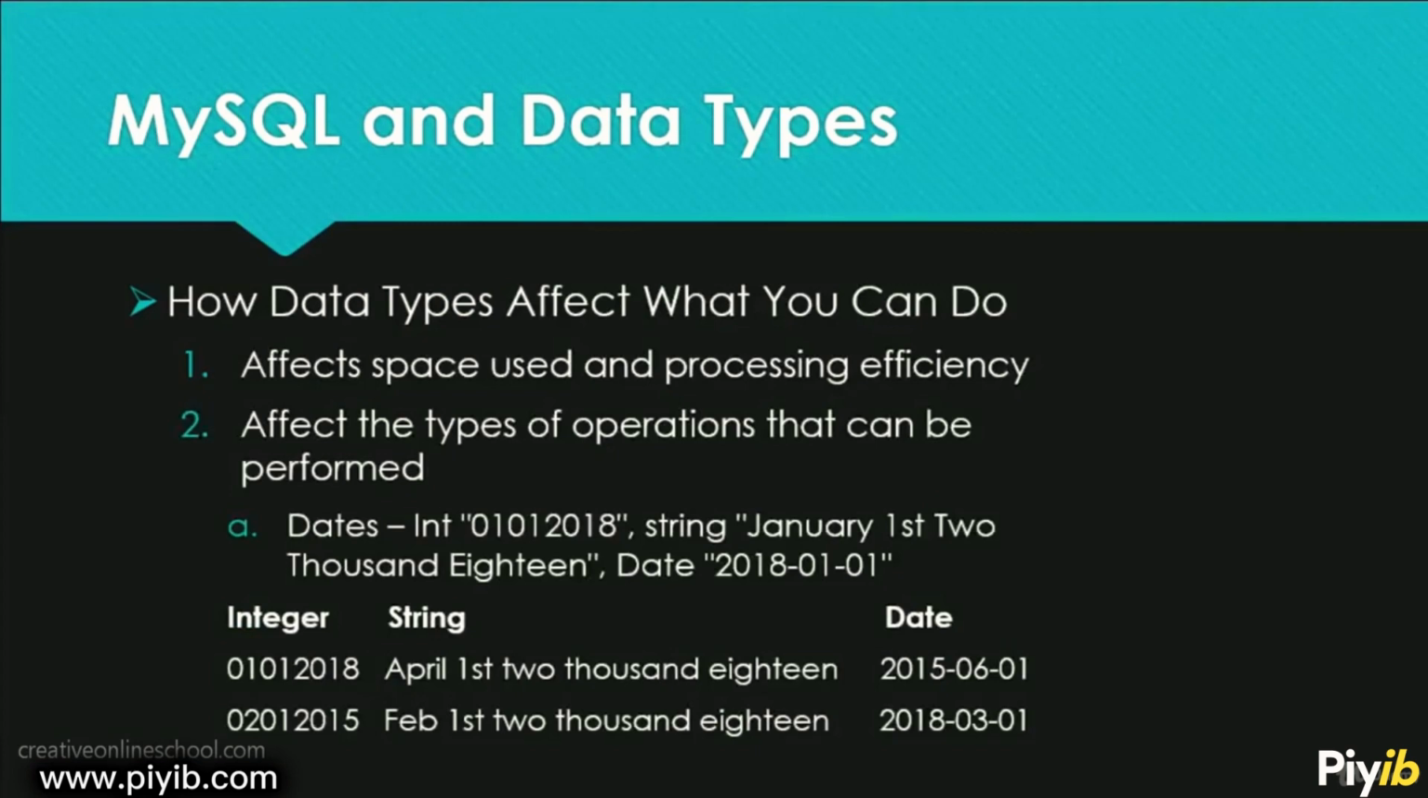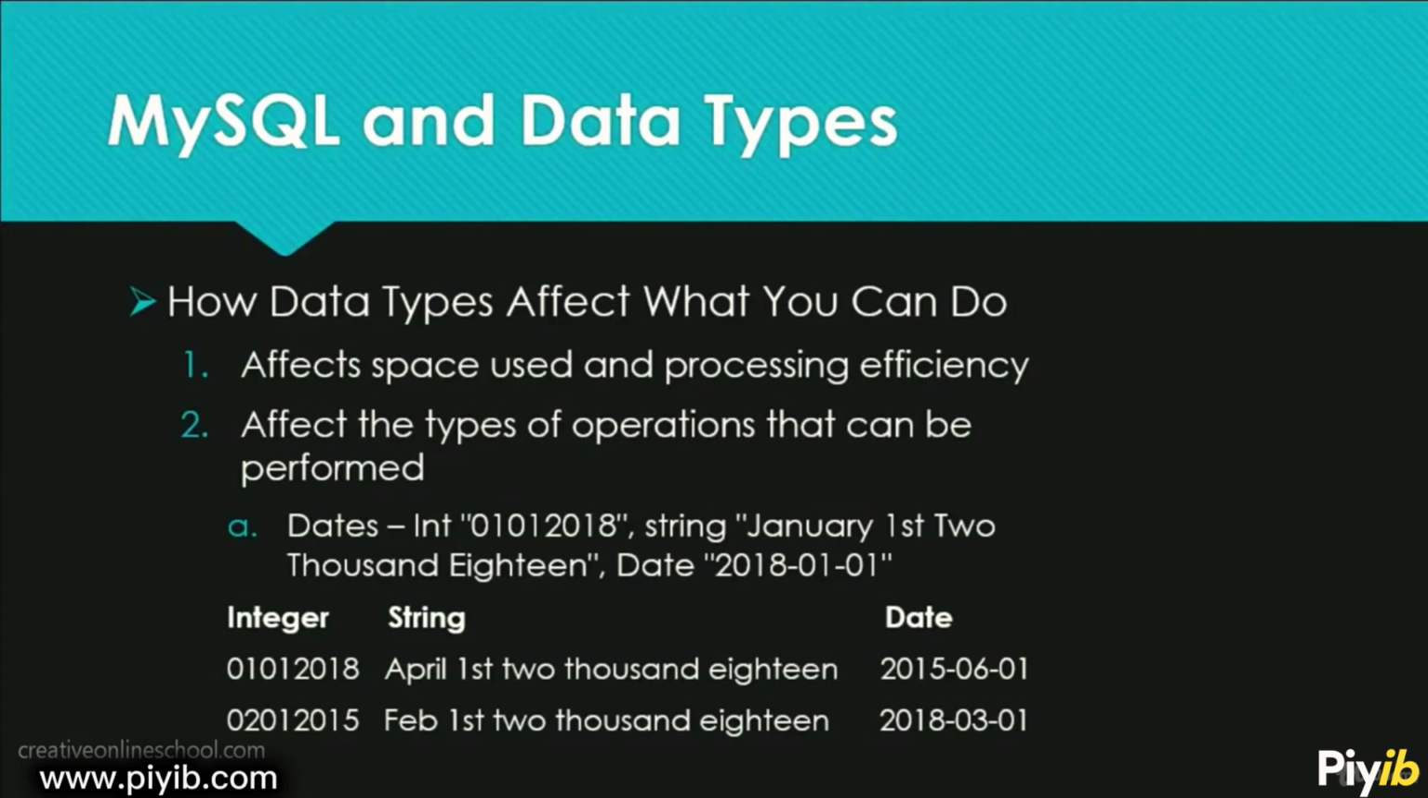Now let's talk about how choosing a data type affects what you can do with the data. We have already mentioned several ways that the data type can affect the space used as well as your processing efficiency, but let's talk about something more tangible. That is, how the type affects what you can do with the data. For example, it is possible to store a date as an int or a string instead of as an actual date, and as long as all you are doing is storing and retrieving the date, that's fine.